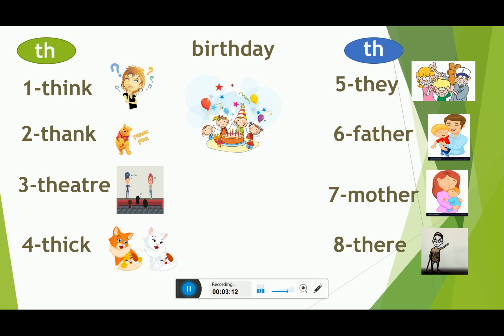So now, can you see the difference between the two columns? The first column from 1 to 4 is the th sound. The second column from the fifth word to the eighth word is the th sound. Can you see the difference between both? So now you're going to have another 5 seconds to read the second column by yourself.